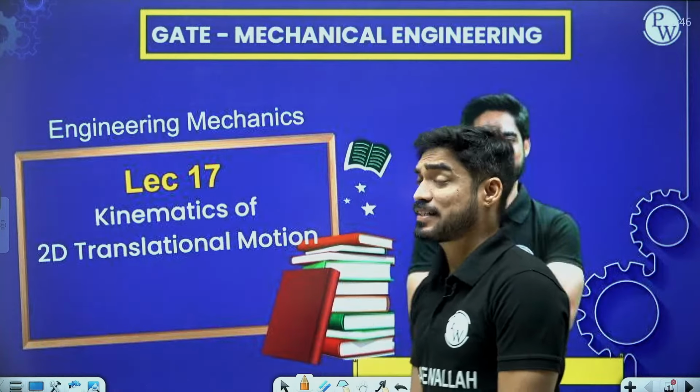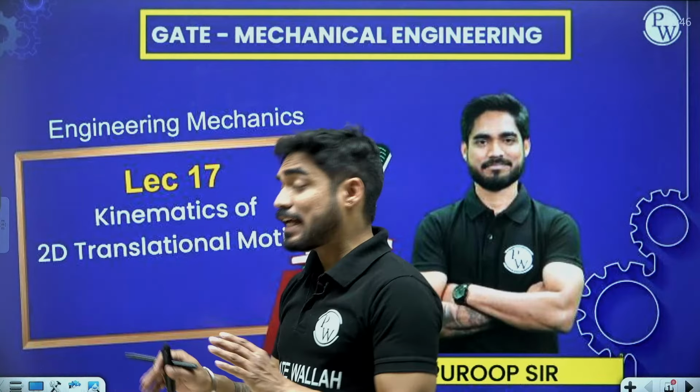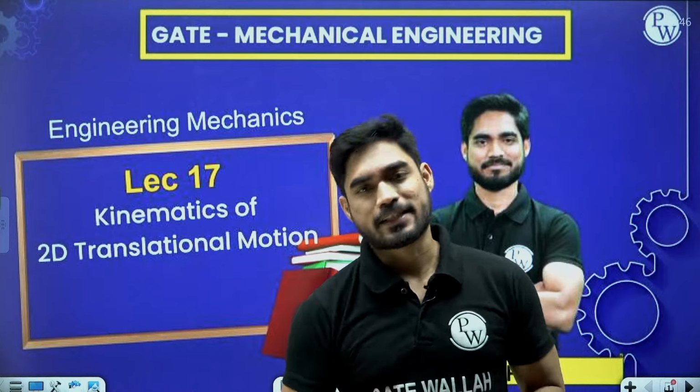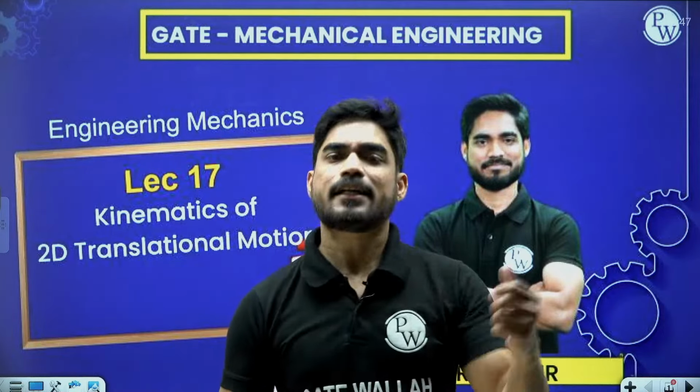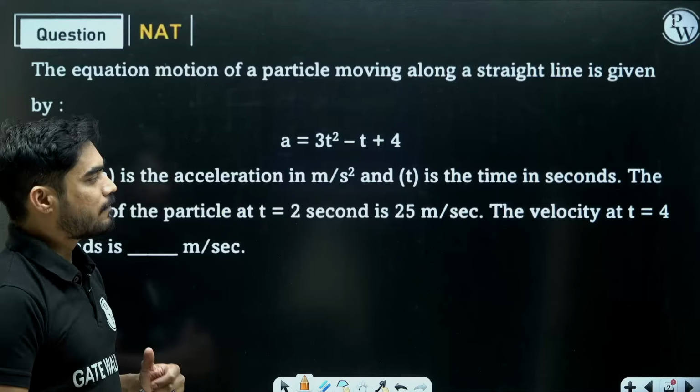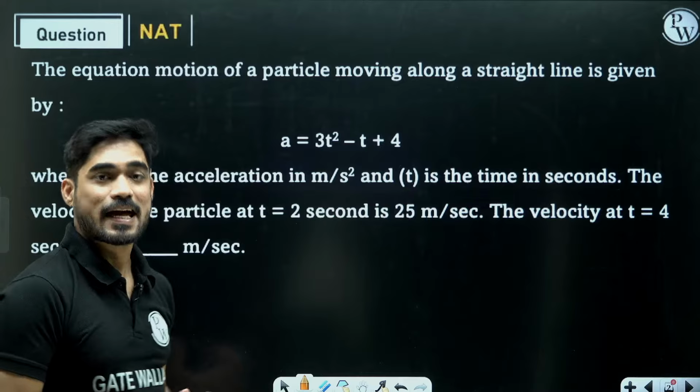This is lecture number 17 and in this lecture we are going to deal with kinematics of two-dimensional translational motion. Yesterday we have completed kinematics of one-dimensional translational motion. Today we are going to continue that discussion and we will move on to the two-dimensional translational motion, also known as curvilinear translational motion. But before starting the lecture, as always, let's first discuss the assignment problem.